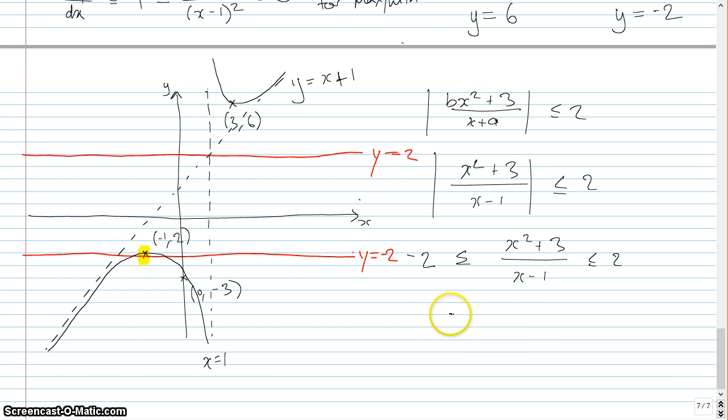So therefore the only answer from the graph is x equals minus 1, because it's the only point inside that region. And that is the end of question 7.